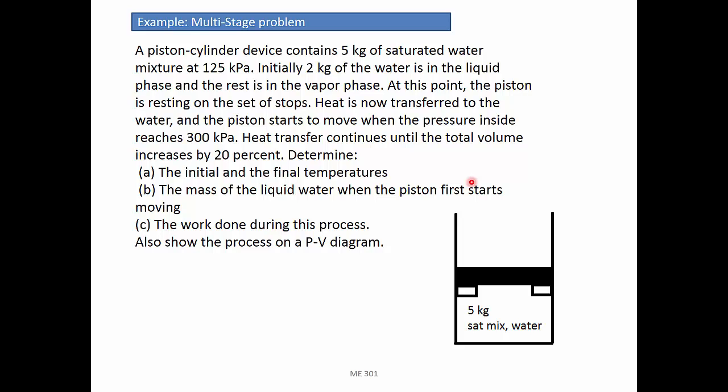Heat is now transferred to the water, and the piston starts to move when the pressure inside reaches 300 kilopascal. Heat transfer continues until the total volume increases by 20%. Determine the initial and the final temperatures, the mass of the liquid water when the piston first starts moving, the work done during this process, and show the process on the PV diagram.